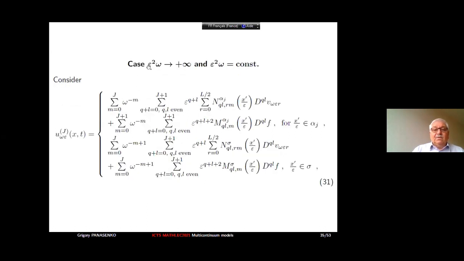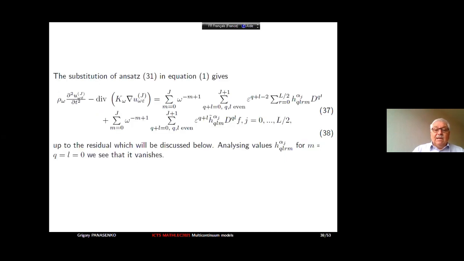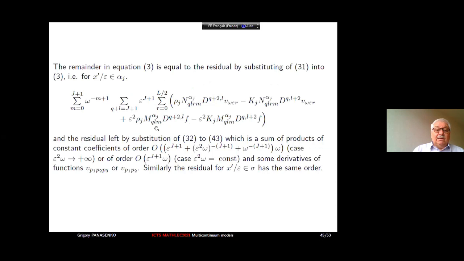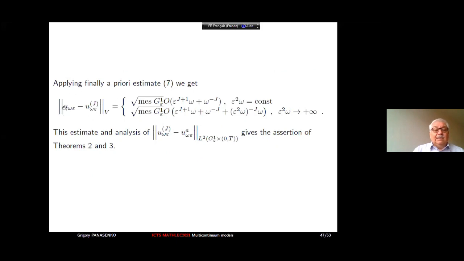In the case when epsilon square omega tends to infinity or is equal to a constant, we have a little bit more complicated ansatzes, which are related to multiple homogenized functions V. This approach as well gives us all the auxiliary problems. And finally, we can calculate the remainder. Evaluating this remainder and applying again the a priori estimates, we obtain these error estimates.